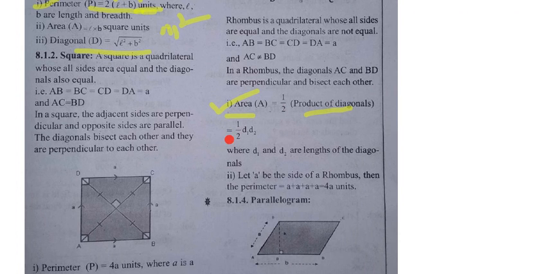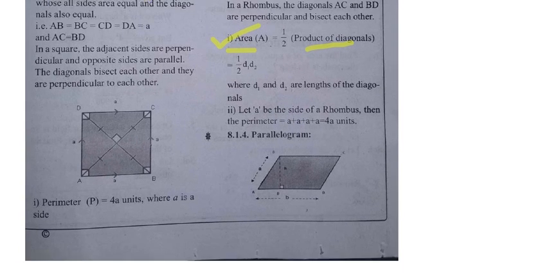And when we have to find the perimeter, you have to add all the sides. Let A be the side of the rhombus, all sides are equal, so 4 into A. Whatever the formula for the perimeter of the square, the same applies for the rhombus. Then what about the parallelogram? See how the parallelogram is.